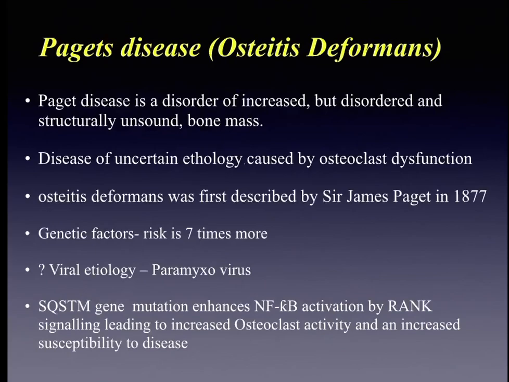There has been some evidence that Paget's disease is a form of slow virus infection, especially by paramyxovirus in an osteoclast. There is also evidence about some genetic mutations which enhance the activation of RANK signaling pathways, leading to increased osteoclast activity and an increased susceptibility to Paget's disease.